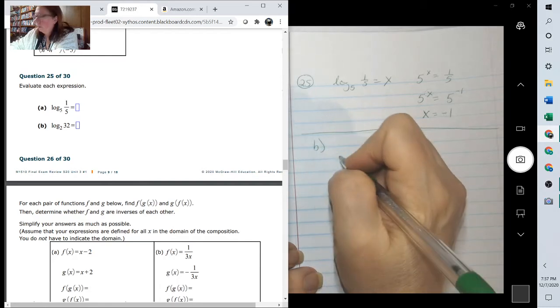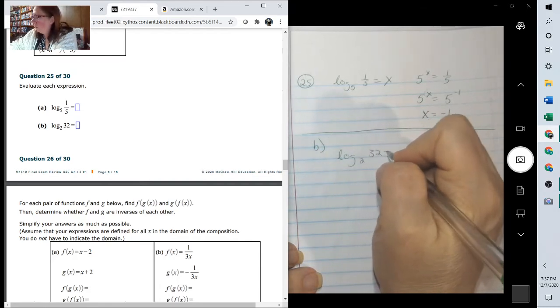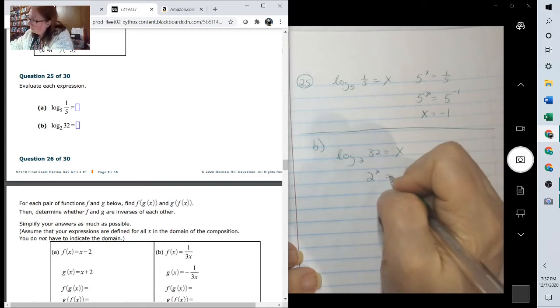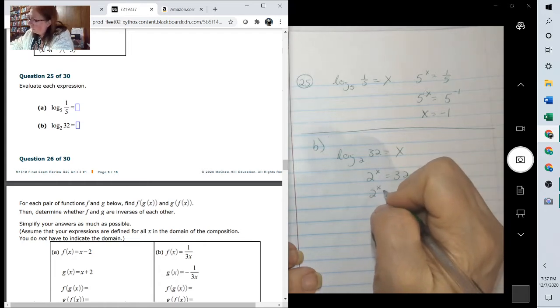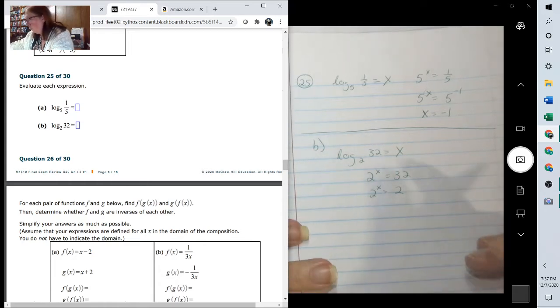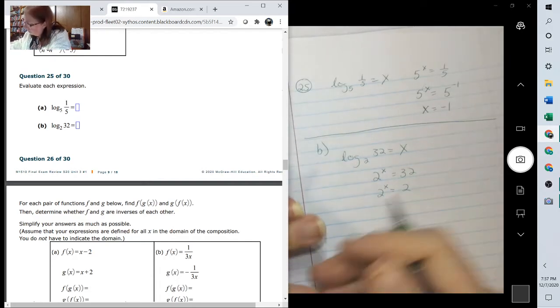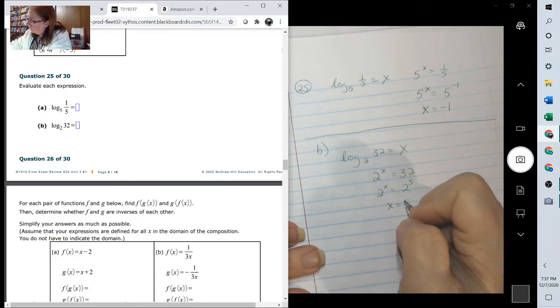B, log base 2 of 32 equals x. Rewrite it: 2 to the x equals 32. Get the same base. 2 to the x equals 2 times 2 is 4, times 2 is 8, 16, 32, so it's 5. X equals 5.